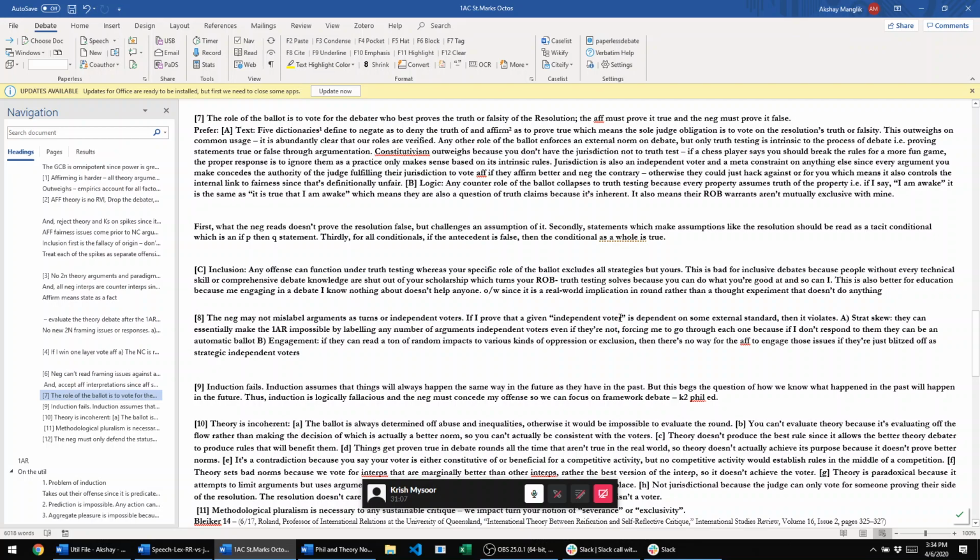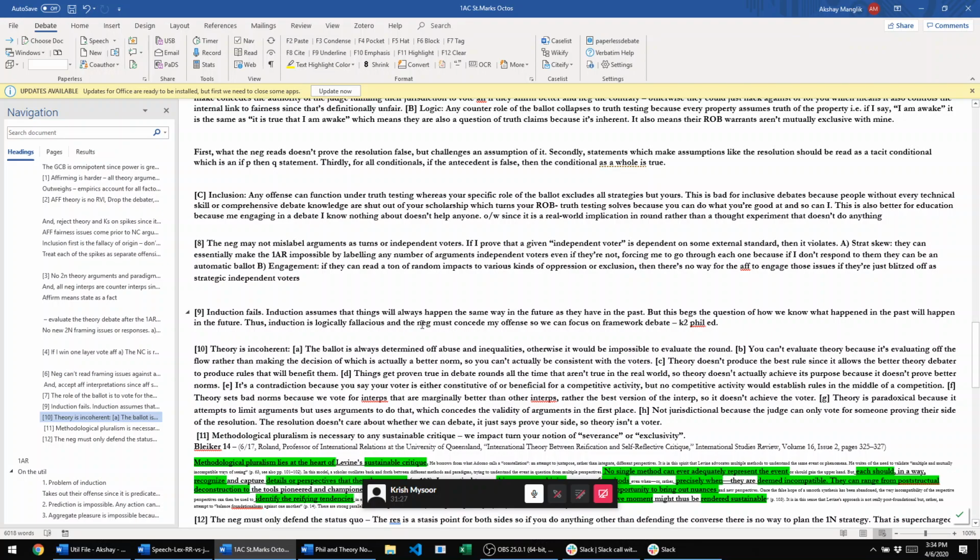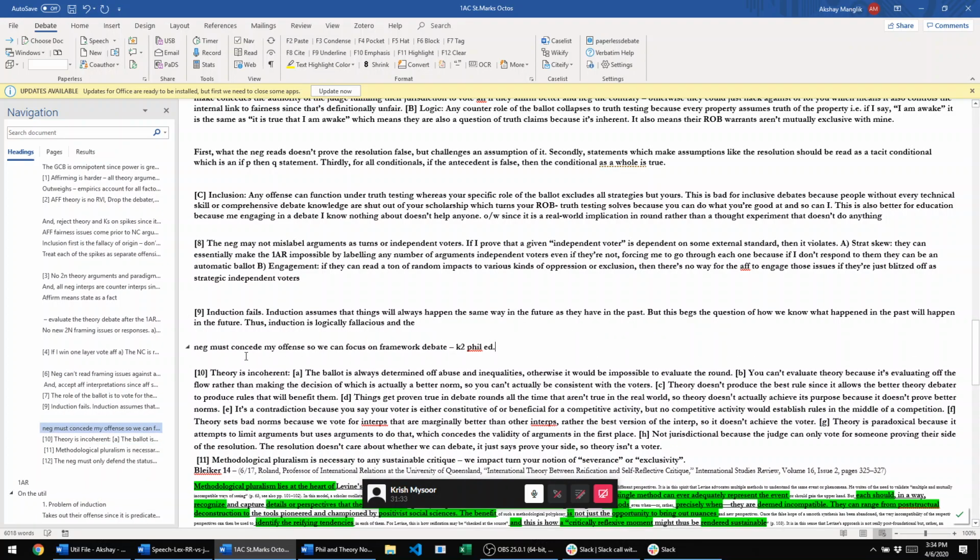If you're reading an independent voter, then you should just contextualize it. So if you're saying Skep is independent, reading Skep as a voter, then you should contextualize why it's violent, or why that would outweigh. And obviously a lot of these skew arguments are non-unique and can be easily outweighed. Induction fails, we talked about that before. The neg must concede my offense so we can focus on framework debate, key to phil ed.